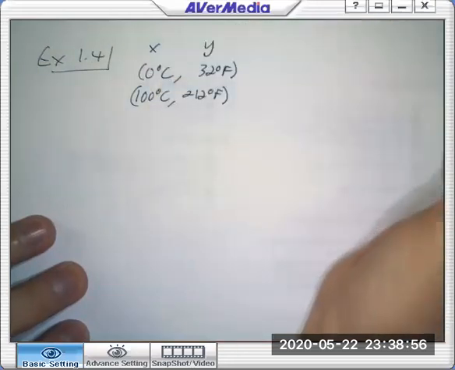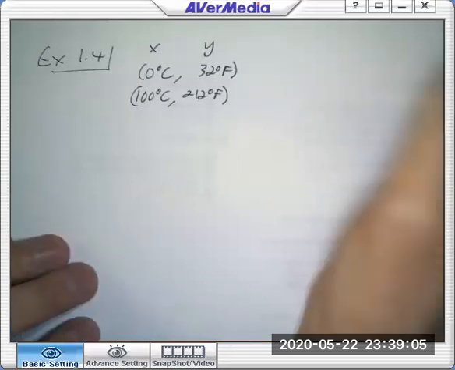If you did this opposite, if you made x the Fahrenheit and y the Celsius, you'd still get a linear relationship. It's just not going to look the same way that we currently have. It's a rearrangement of what we have.